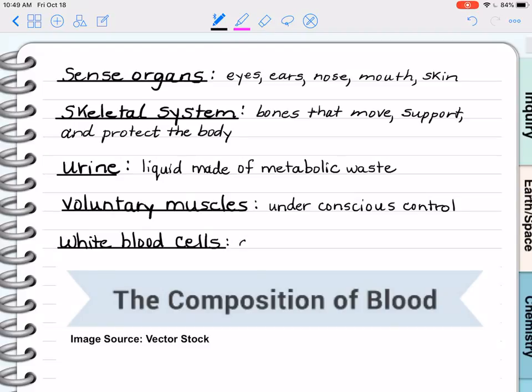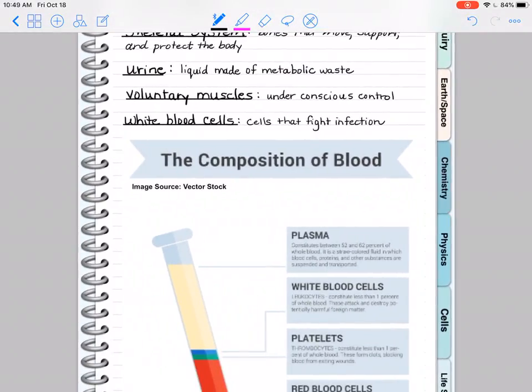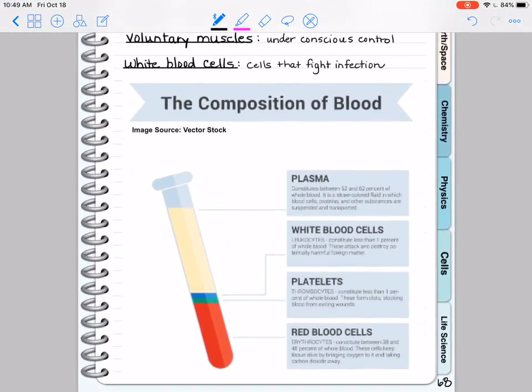And then white blood cells are cells in your blood that fight infection. If your body becomes infected, you get a fever, you will have a white count that is higher than normal. So white cells are blood cells that fight infection. And while we were on that, I wanted to just give you an idea of what blood is made of and also the proportions of that blood.